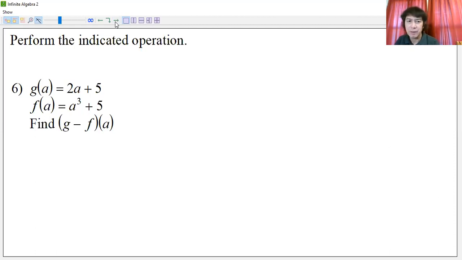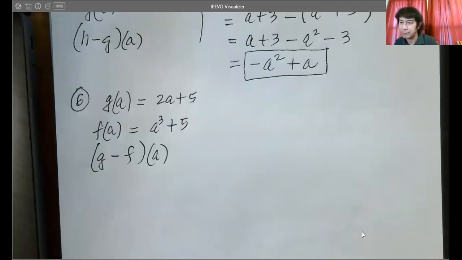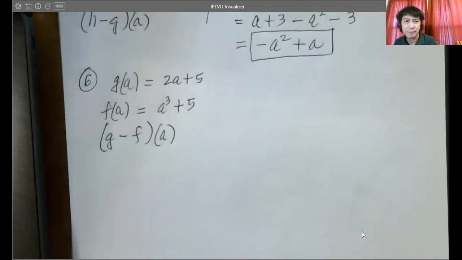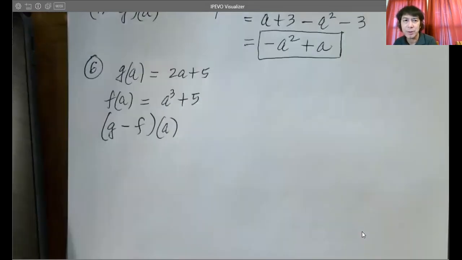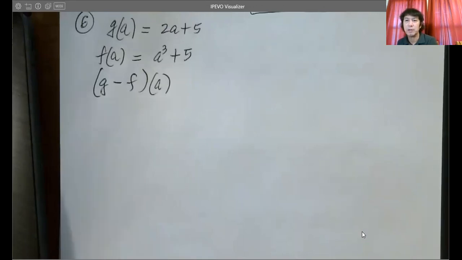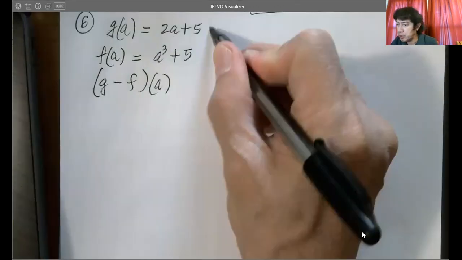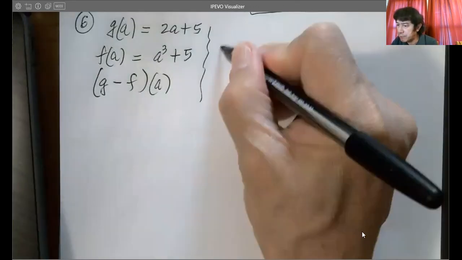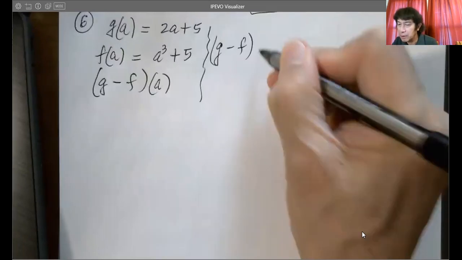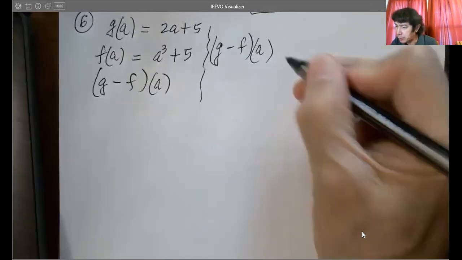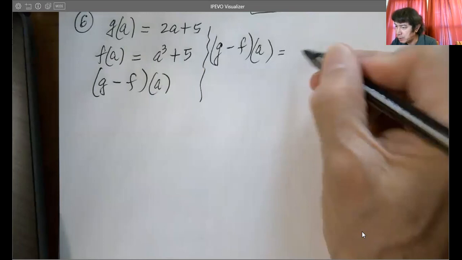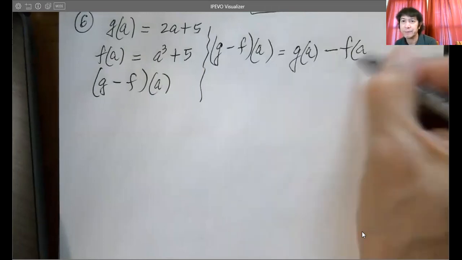Okay, here is number 6. The given is g of a is equal to 2a plus 5. f of a is equal to a cubed plus 5. Find g minus f of a. So the solution of this is basically g minus f of a is equal to g of a minus f of a.